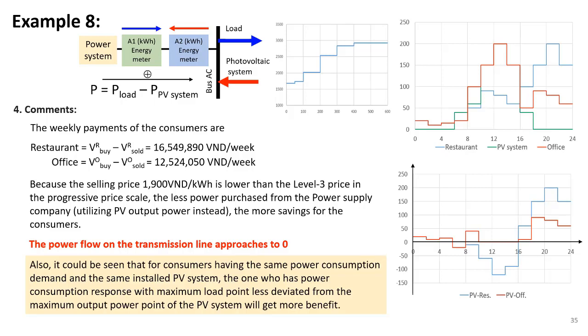Also, it could be seen that for customers having the same power consumption demand and the same installed PV system, the one who has power consumption response with maximum load point less deviated from the maximum power point of the PV system will get more benefit. This is a very interesting fact that you should know to later on smartly make use of the PV system.